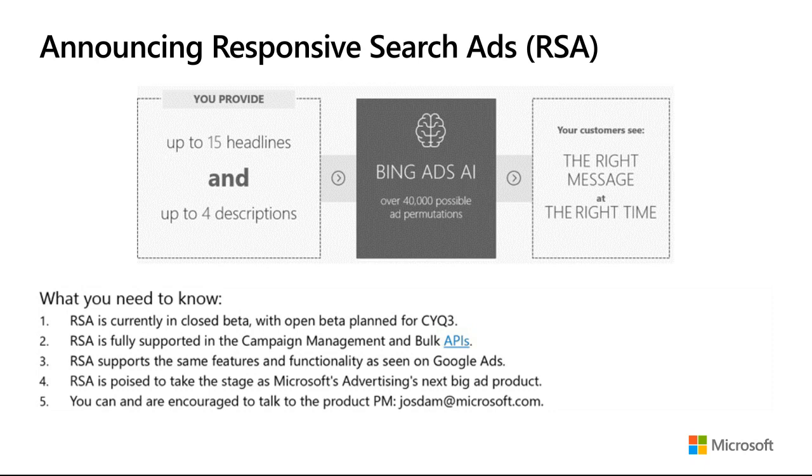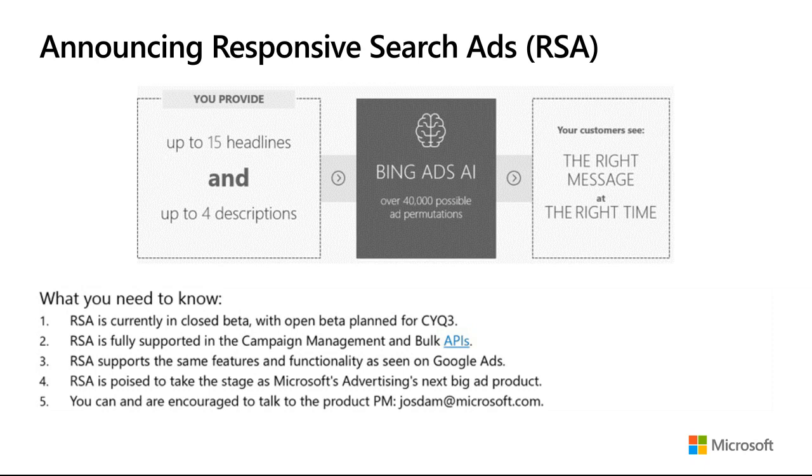Going forward, what you'll need to know is that right now we are testing RSA in a closed beta with plans to open the beta in the upcoming calendar quarter. RSA is already supported fully in our campaign management and bulk APIs, and you can feel free to check out the reference available online.